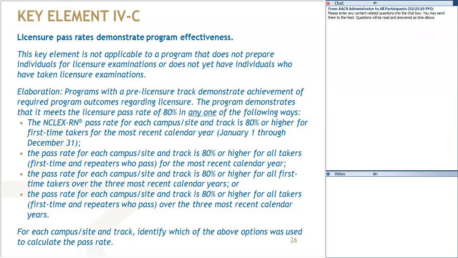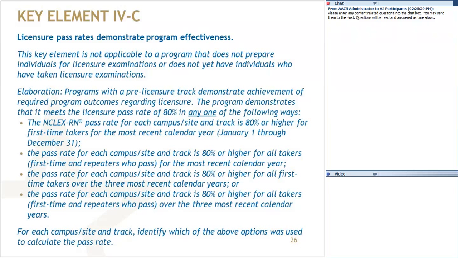Let me give you an example or two, if I may. Say a university has two campuses for its BSN program, maybe one in Duluth and one in Littleton. The pass rate data must be provided separately for each of those campuses. We'd have pass rate data for Duluth and we'd have pass rate data for Littleton. Additionally, a university might have multiple tracks. They might have a traditional four-year BSN track. They might have an accelerated two-year track. They might have a master's entry track. The pass rate data must be provided separately for each of those tracks.